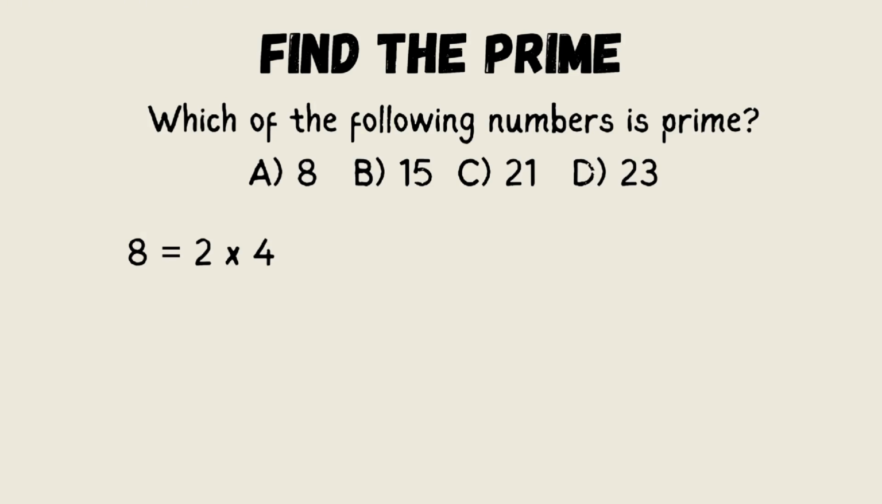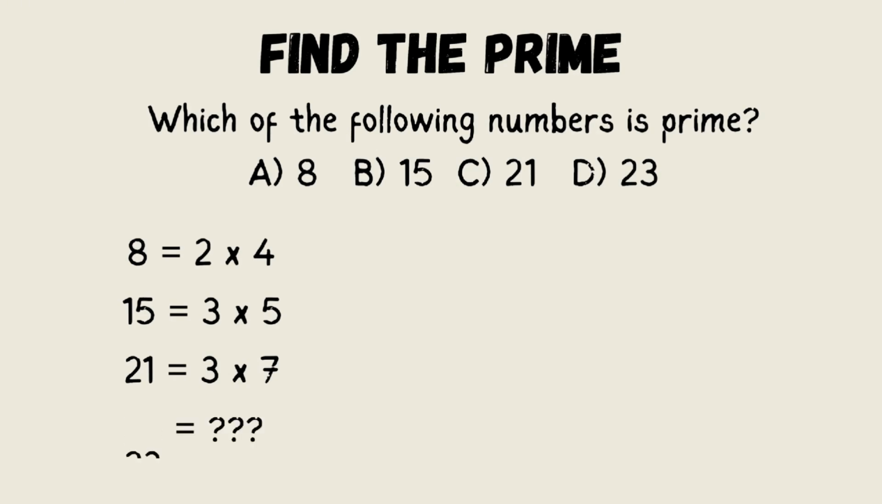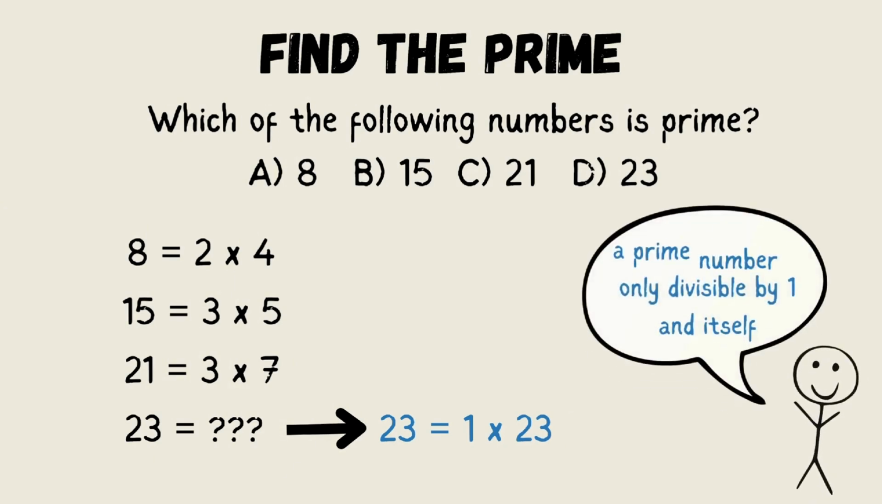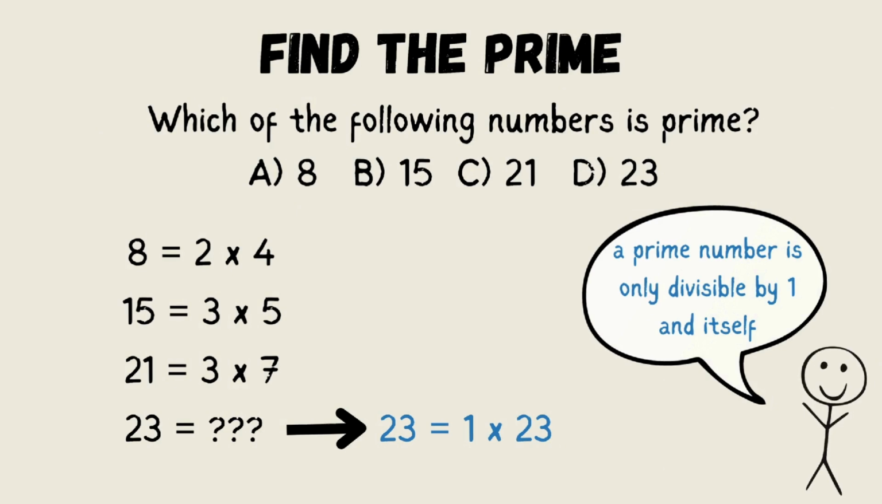Let's check 15. 15 is divisible by 5 and 3, which means that it is also not prime because it has more than two factors. For answer choice 21, it is also not prime because it is divisible by 3 and 7. And now let's check the last answer choice. 23 is divisible by 1 and 23, but not any other factors. And remember, a prime number means that it is only divisible by 1 and itself. So that means that 23 is the prime number. And that's our answer. Yay!